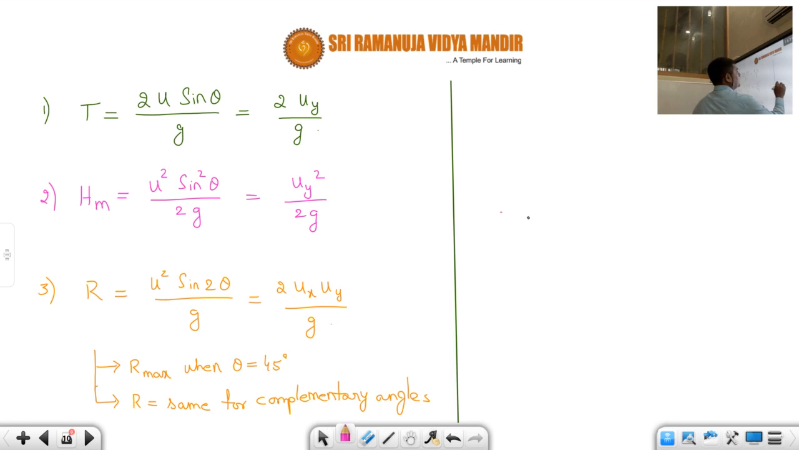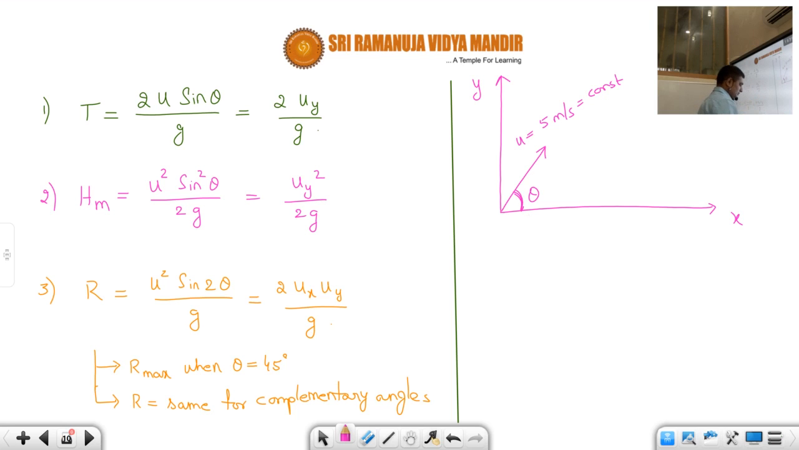Now suppose, for example, students, this is the x-axis and this is the y-axis, and I projected a ball with some initial velocity u equal to 5 meters per second, which I kept constant. Theta is varying. Initially maybe 30, 45, then 60, then like this I am varying, and of course you can write 90 also. As theta is varying like this, I am increasing this angle. So what will happen to range? What will happen to range?